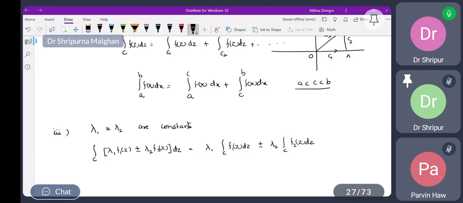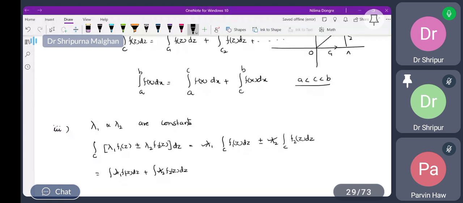Integration of lambda 1 f1 of z dz plus integration of lambda 2 f2 of z dz. But since lambda 1 and lambda 2 are constants here, they can be taken outside the integral. So this is what we have. So these are all properties which are similar to the properties of integration of real valued functions, right?